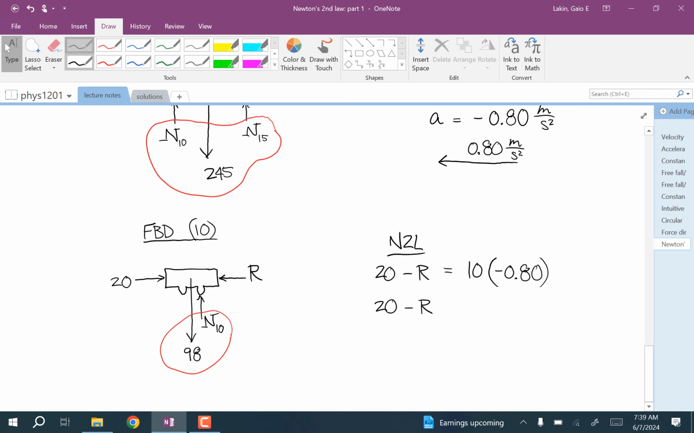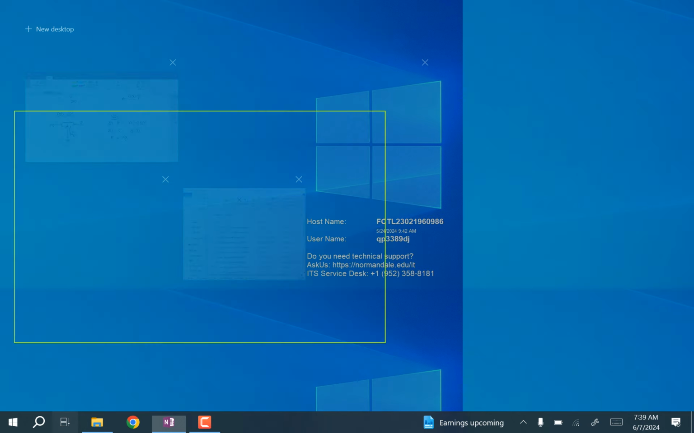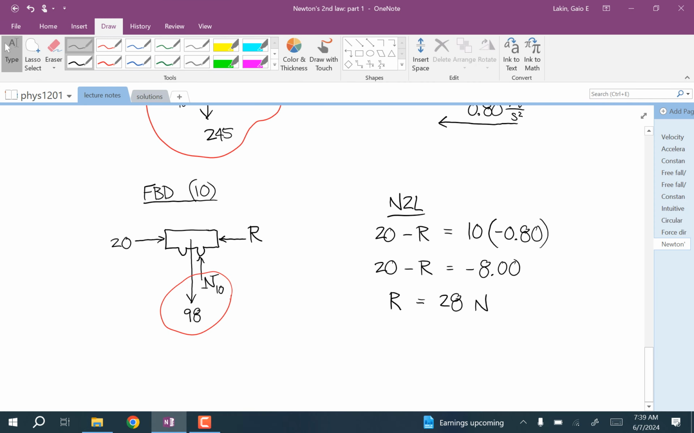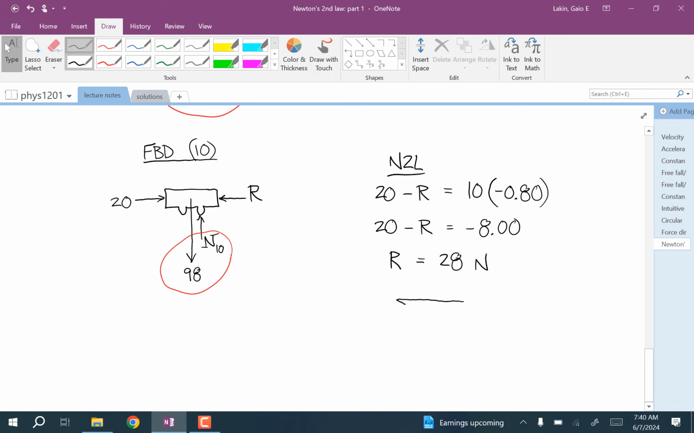And we get that 20 minus R is equal to negative 8.0. And so R is equal to 28 newtons. And now what about the direction? Well, you have to be a little careful because this says positive. So your first thought might be, okay, this is in the positive direction. But notice in our free body diagram, we specified what a positive value of R would mean. In this case, a positive value of this variable would mean to the left. And so you have to go based on the arrow that you drew in the free body diagram. And so what we have here is a force vector to the left of 28 newtons.